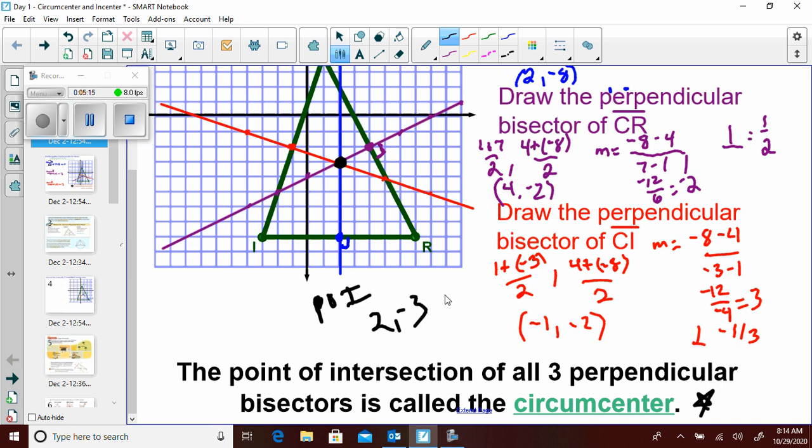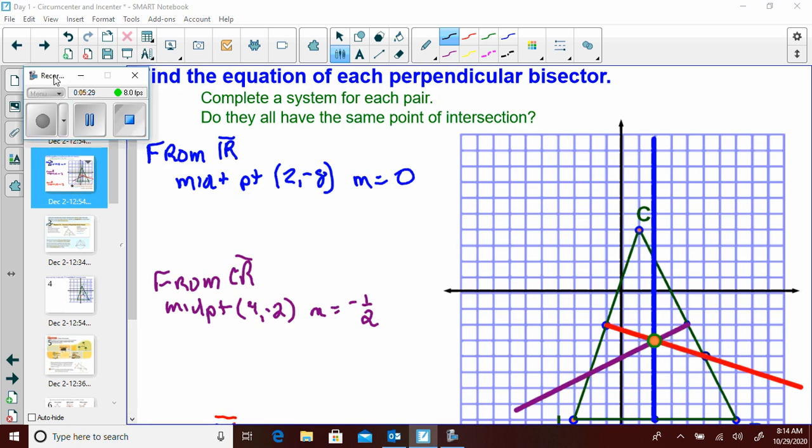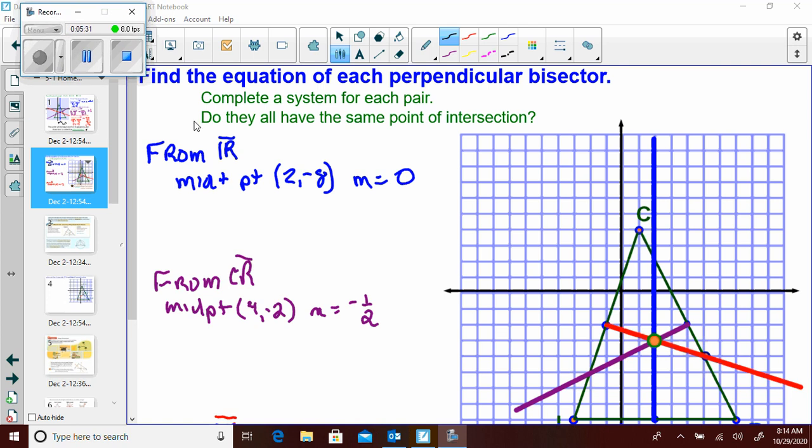I want to continue to learn more about this, but that is just a point inside or on or outside of a triangle that is the intersection of three perpendicular bisectors. There's something true about this, but we'll get to that.